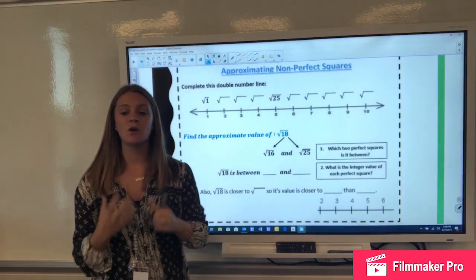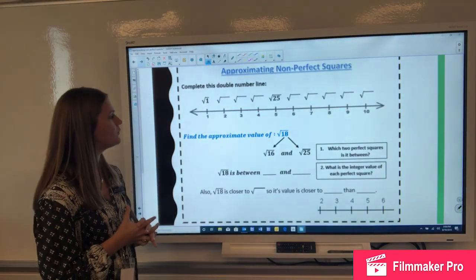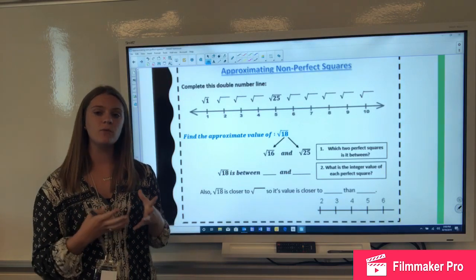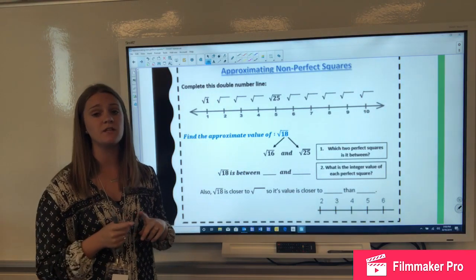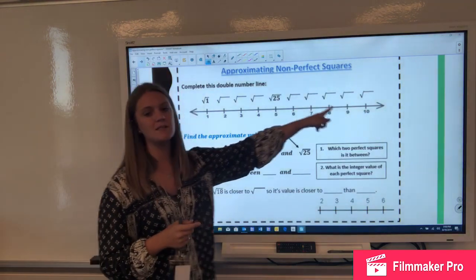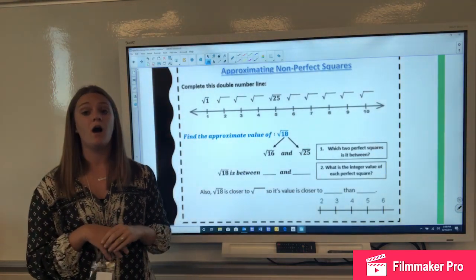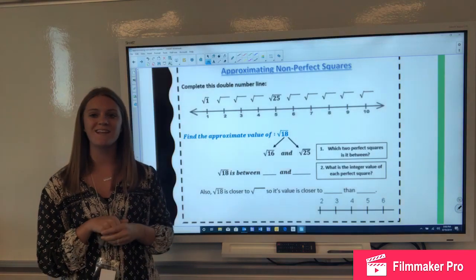So this takes us to our notes. So you added these notes in your notebook, and it says approximating non-perfect squares. So before we get started, I want you to pause this video and I want you to fill in this double number line, labeling where all of your perfect squares would be on a number line. So take a second and do that.